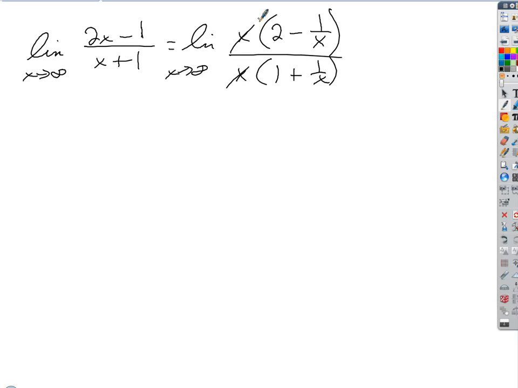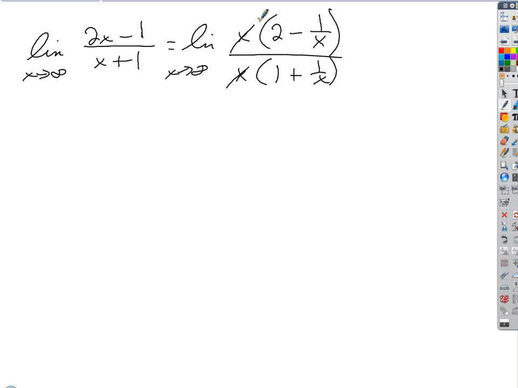Okay, algebraically, the x's cancel, don't they? Yes. And we're not looking for solutions here, are we? Why can we cancel the x's here? Because we're not looking for solutions. We just want the behavior of the function as x approaches infinity, right? So that's okay to do.